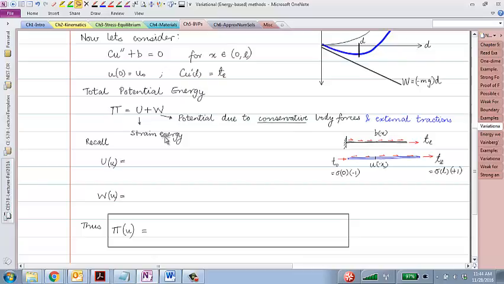Strain energy density function, back from chapter 4. We said half times stress times strain. That's the strain energy density function. It's the strain energy stored essentially at a point per unit volume. So if I integrate that from 0 to L dx, that would be the strain energy stored in the entire bar for the given amount of displacement u.